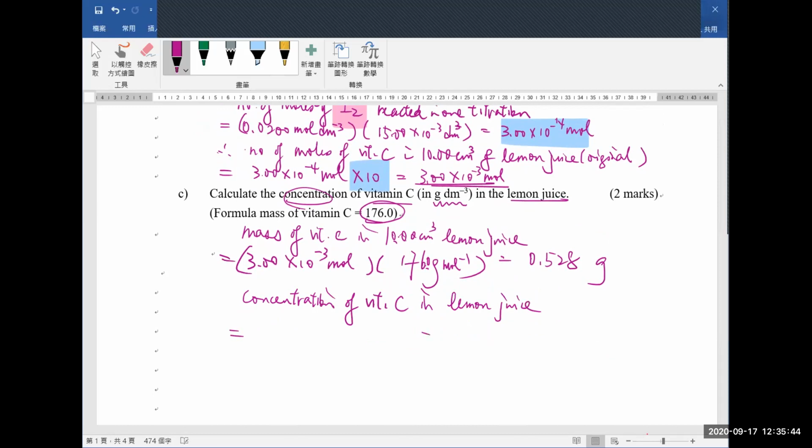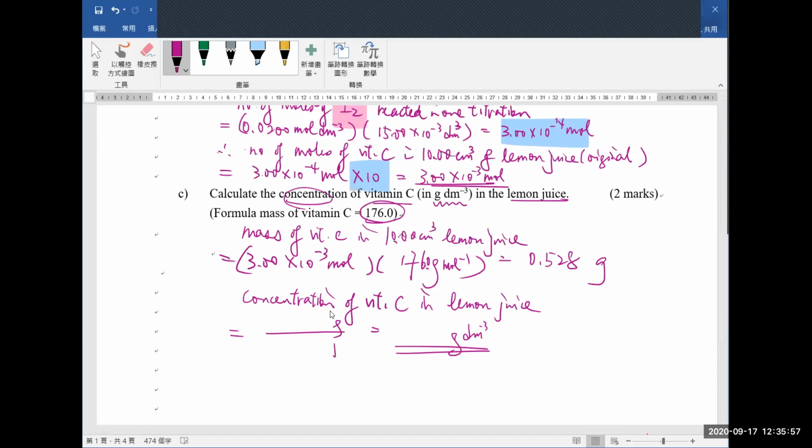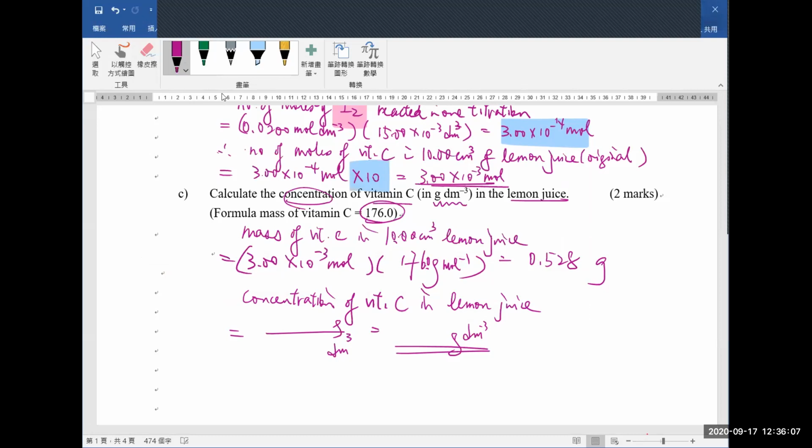So the data should be gram per dm cube. We have got gram, and we've got dm cube. So what is that solution? It is 0.528 gram over 10.00 times 10 to the power minus 3. Remember, 10.0 cm cube. So what we get is 52.8. By doing so, we have nearly come to an end.